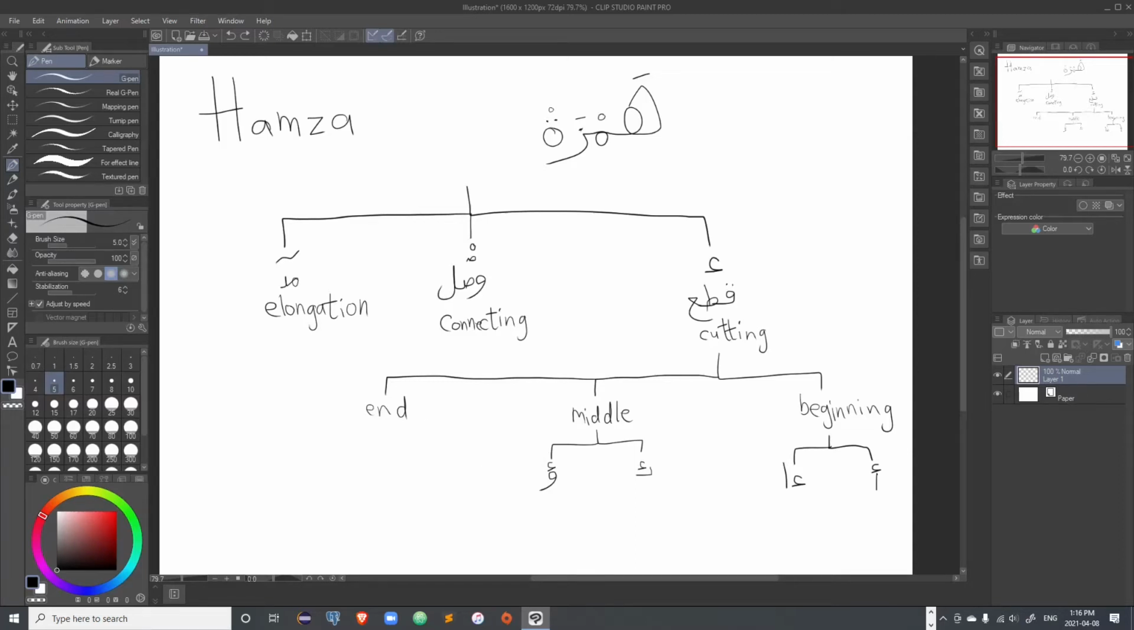Now, at the end of the word, it either comes on the line at the very end of the word, or it is lying at the edge of the ya, like so. And that is literally what it is called. Hamza ala, which means above.